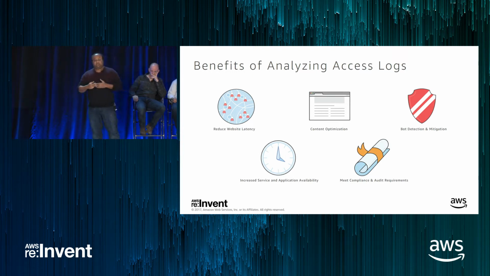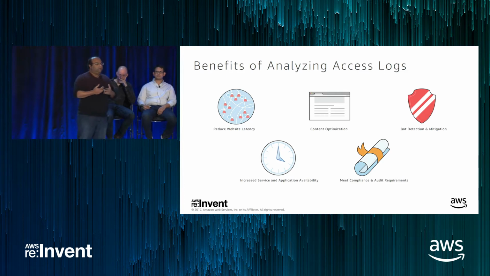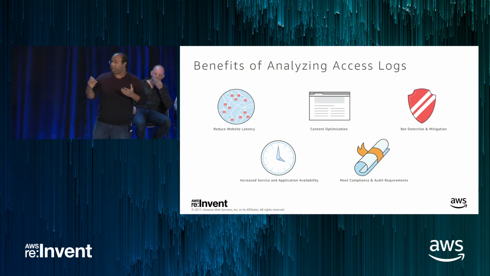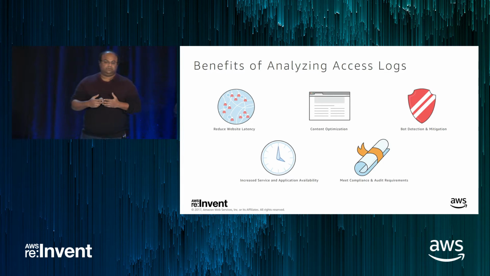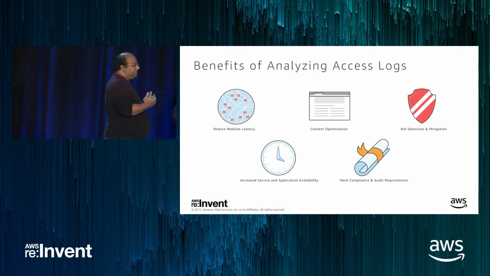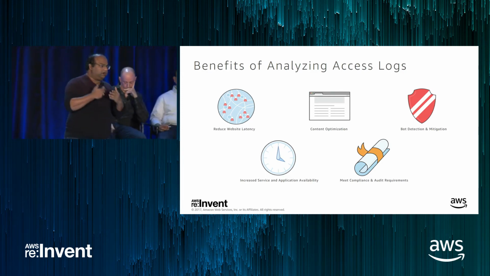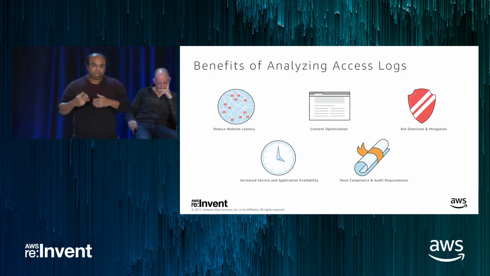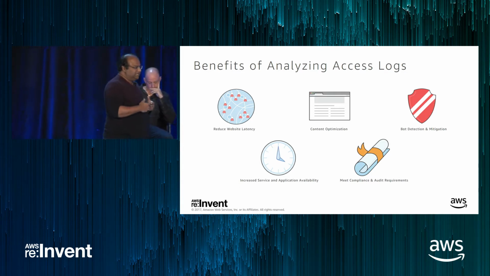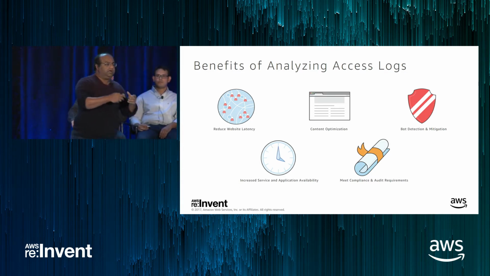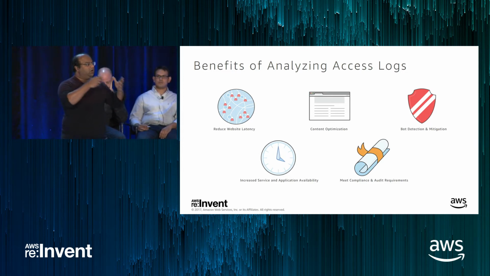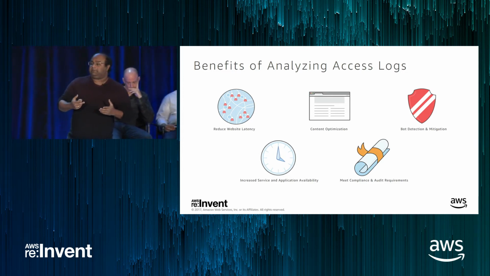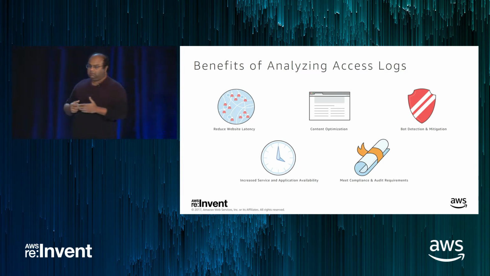By analyzing the CloudFront logs, these are some of the challenges that you can easily mitigate. For example, reducing website latency. By knowing what the popular objects or popular web pages are that your customers are visiting, you can get that information from the logs, and based on that, make sure that content is cached closer to them. That way, they can access it much faster, rather than experiencing the latency of going all the way to your data center.